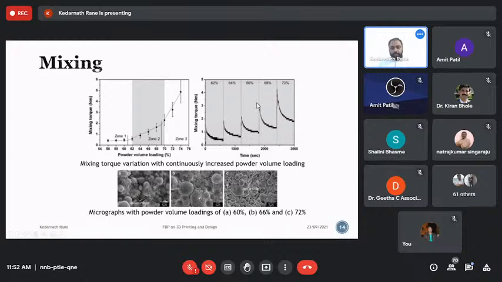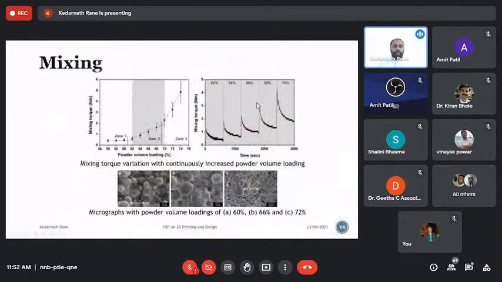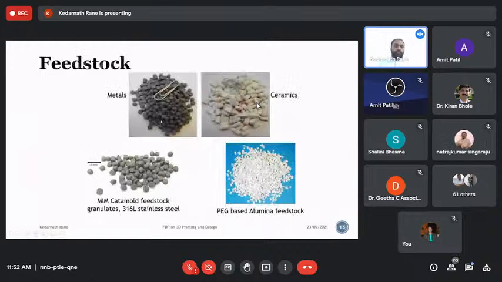At 66%, it is okay. In between, we can say it is an optimal composition of binder and metal powder. At 72%, you can see there are very few polymeric constituents, and it is very difficult to injection mold or even deposit, plus sintering as well.